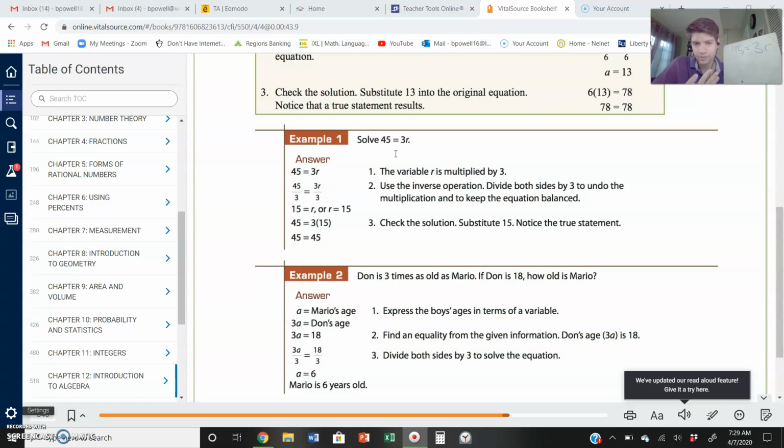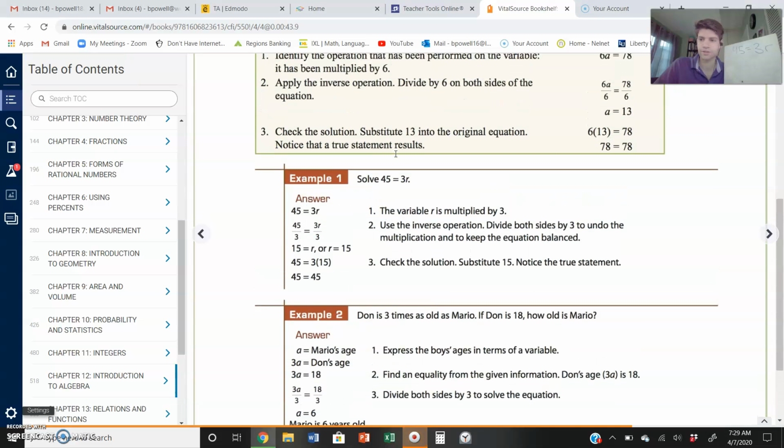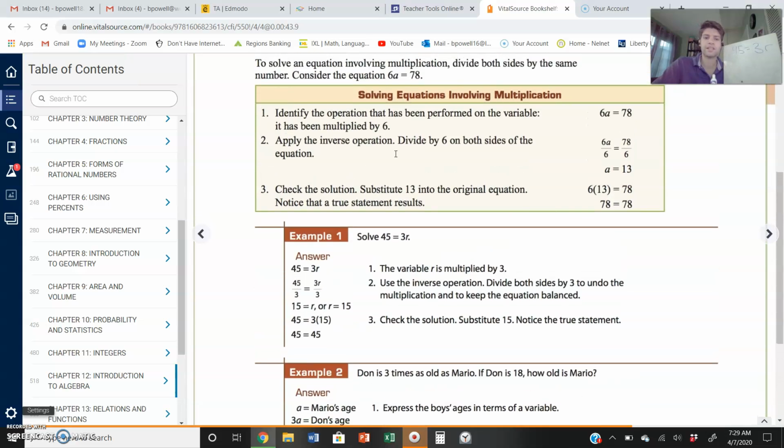Now, you may be able to do it in your head, but what you're doing in your head is actually saying what times 3 equals 45. So you're actually doing the opposite of multiplication. If you go back to our rules, remember here's my textbook. It says number one, identify the operation that's being performed on the variable.